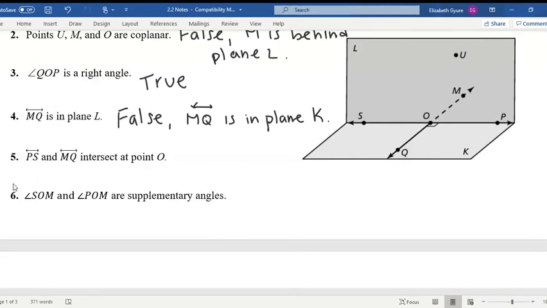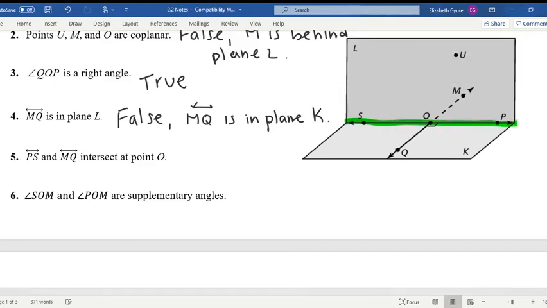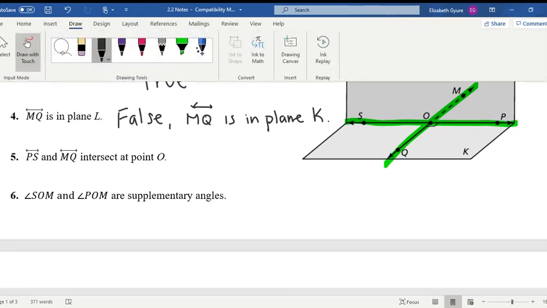Number 5, line PS, here's line PS, and line MQ intersect at point O. According to our line intersection postulate above, if two lines intersect, they intersect at a point. And if you look here, that point, yes, would be point O. So this is true.